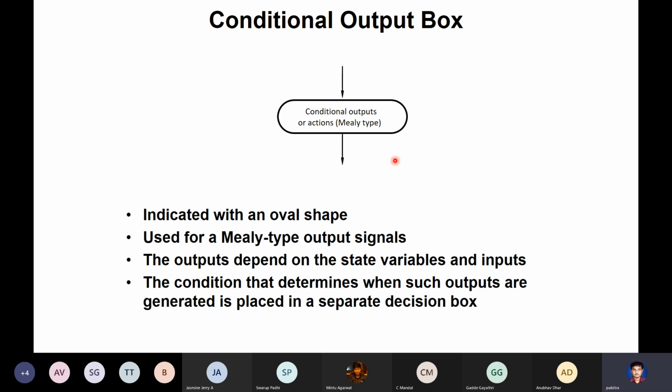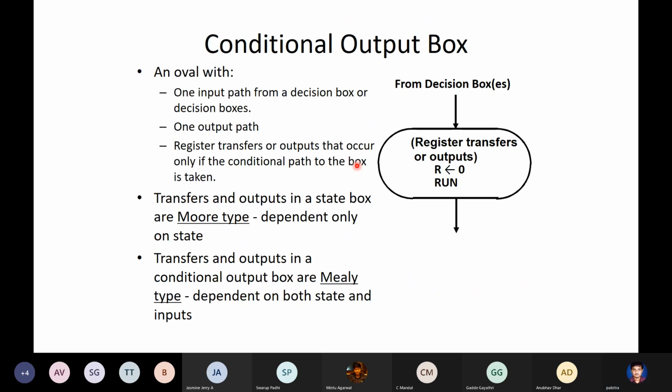So the output here will depend not only on the state variable, but also on the input. Okay, so this is the output that is generated. Now, let us see an example.